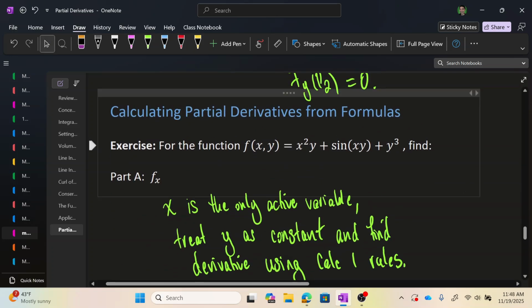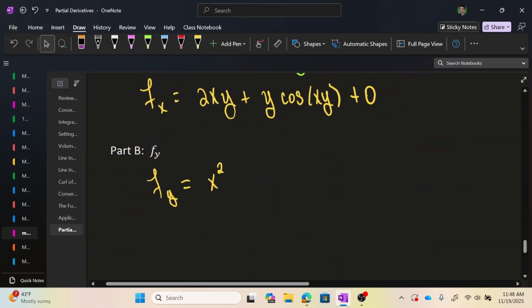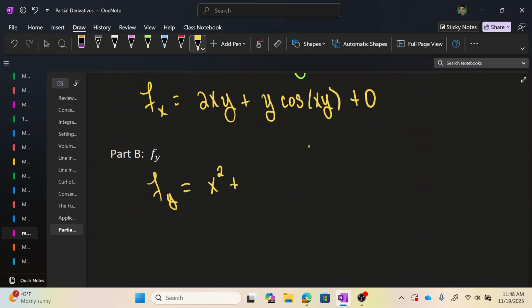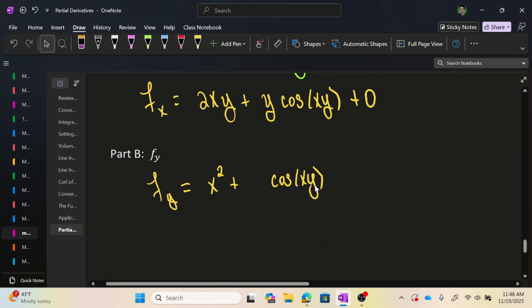The derivative of sine xy, once again, would require us to use chain rule, starting by taking the derivative of the outer function, which turns that sine into a cosine. And then we'll take the derivative of the inner function. X is the constant, y is the variable. So the derivative of this inner function with respect to y is going to be the constant multiple x as a result of constant multiple rule.